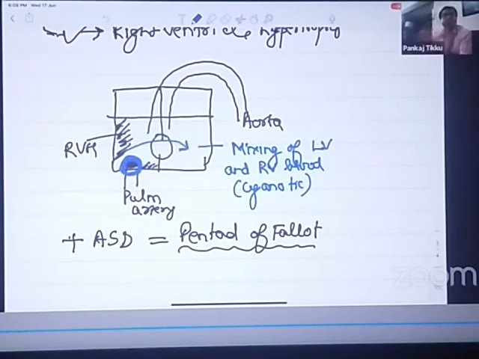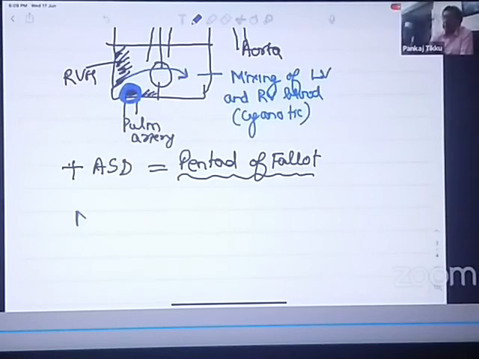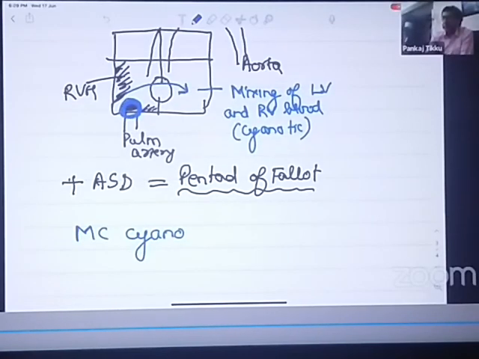It is in fact the most common cyanotic heart disease which occurs after 1 year of age. The children do not present with cyanosis immediately at birth. So it's the most common cyanotic congenital heart disease after infancy.